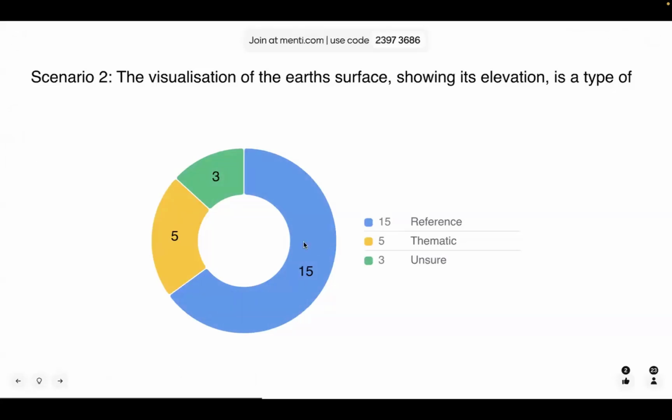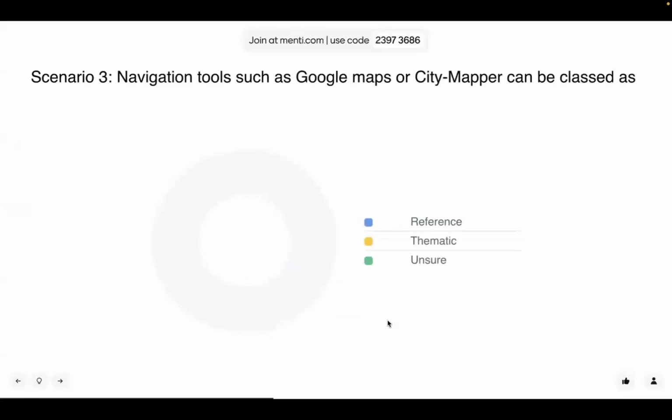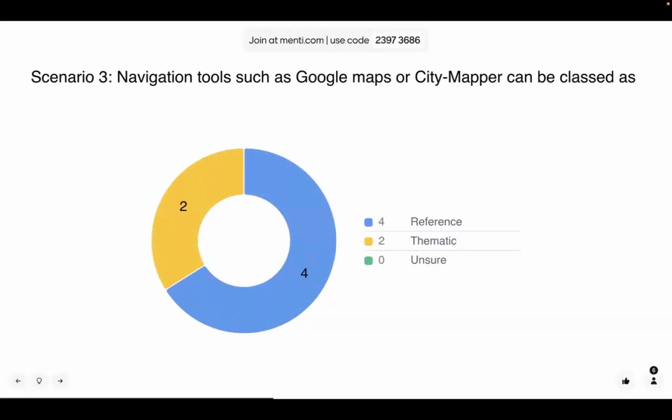I believe we have just one more scenario here for you. Navigation tools such as Google Maps or Citymapper, can they be classed as reference or thematic maps? I'm not trying to trick anyone out, so please go ahead and vote what you think the answer would be for this. It looks like the majority of people are saying that this is a reference map, and we have a split between this being thematic or unsure, and that's absolutely okay.